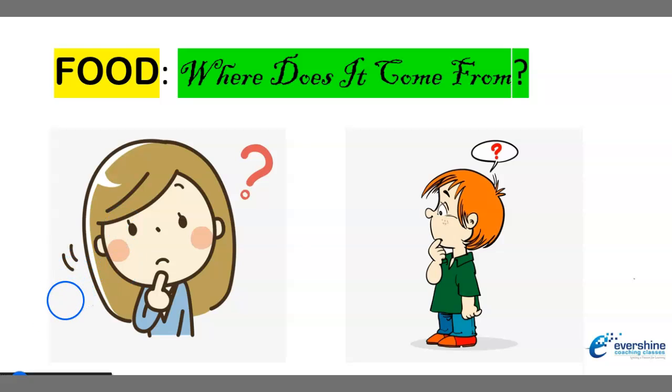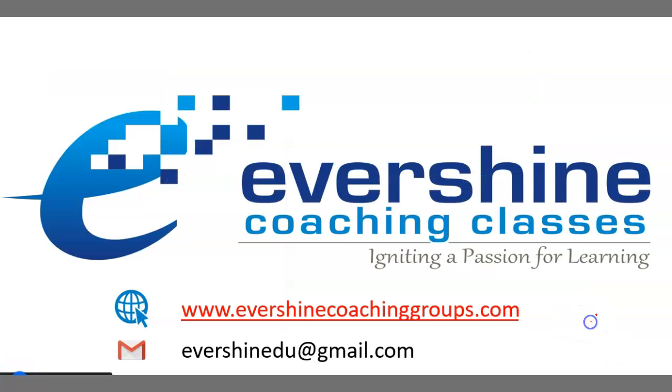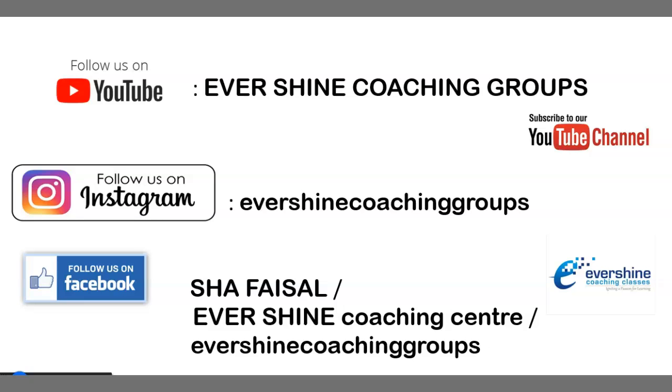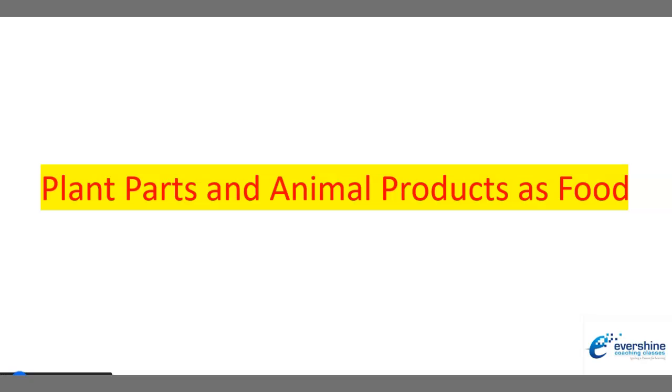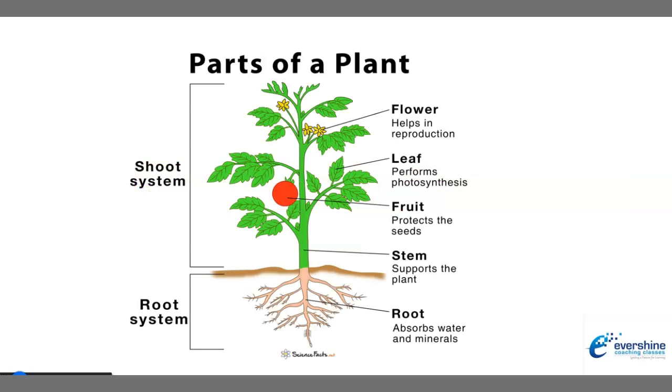Now let's continue with today's session. Today we are going to discuss the topic plant parts and animal products as food. This is the next topic of this chapter.